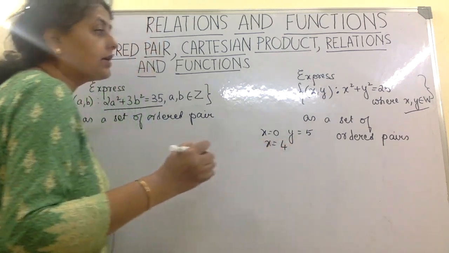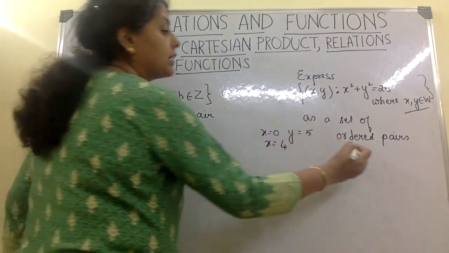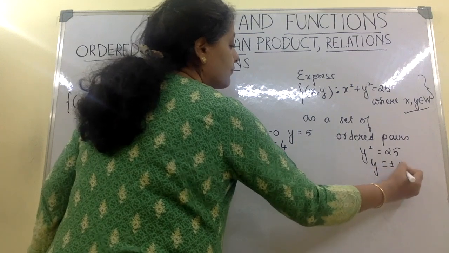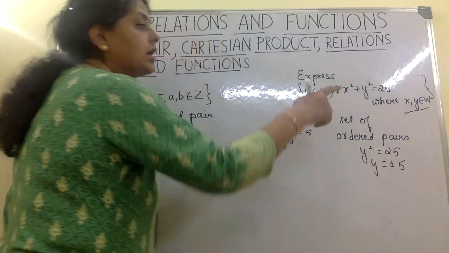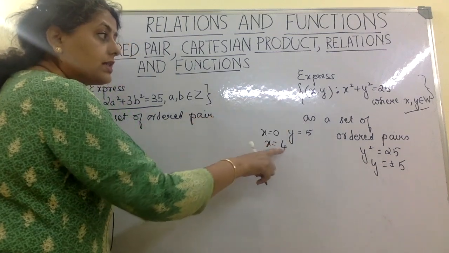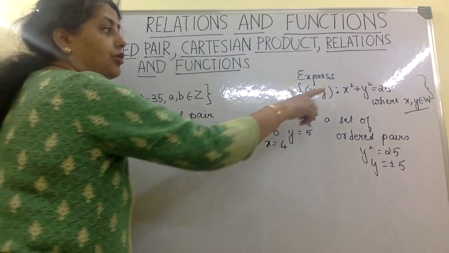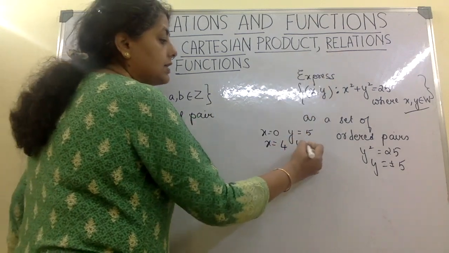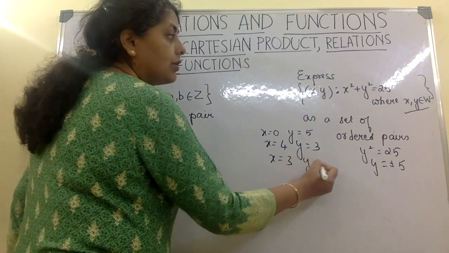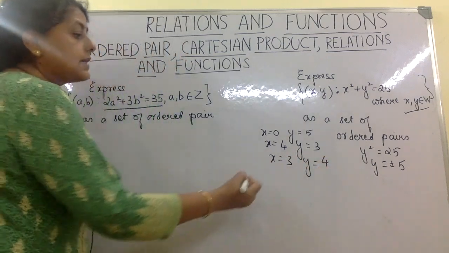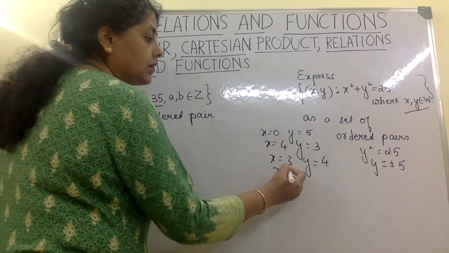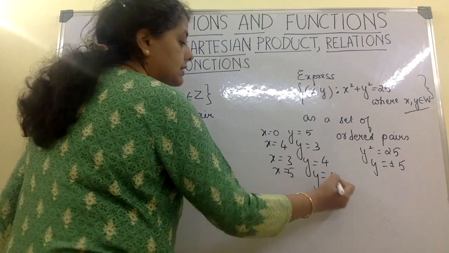We get y square is equal to 25, y is equal to plus minus 5, but we can't take the minus one because y is a whole number, so we'll take only the plus one. Now x is equal to 4, y is equal to how much? 25 minus 16, y is equal to 3. X is equal to 3, y is equal to 4. Now x is equal to 5, y is 0.